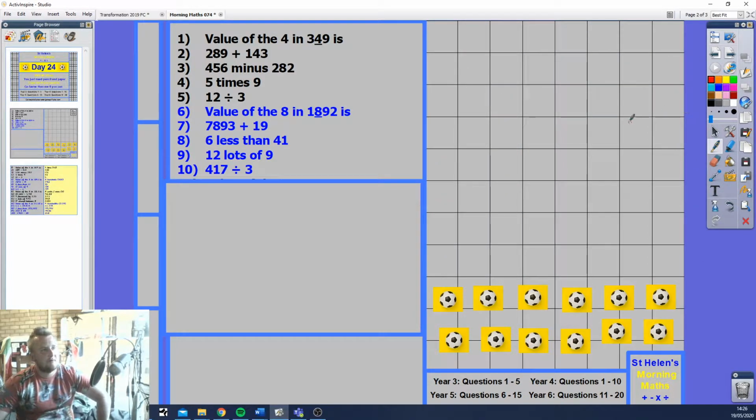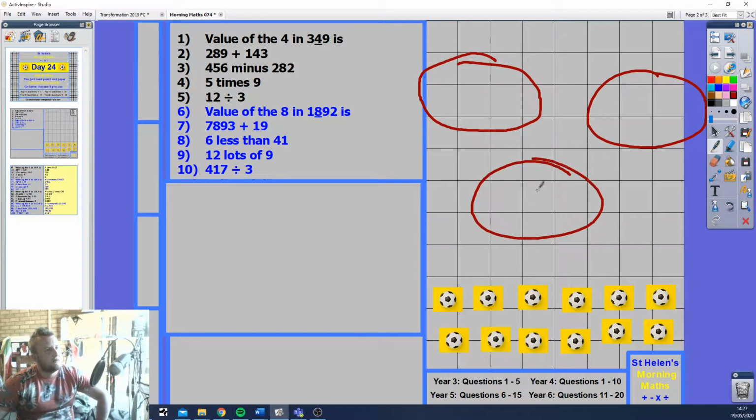And then 12 divided by 3. So we're going to have 12 things split into 3. Okay, so let's do footballs into football bags, shall we? So we're going to have 1 football bag there. Yes, very well drawn out. Another football bag there. So I've got 3 football bags.